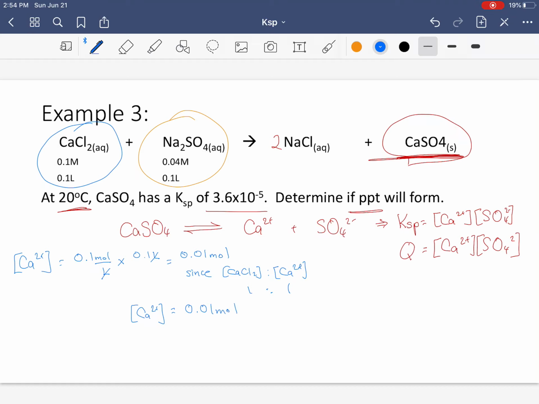Now, we're not done here, because what is the molarity of Ca2+? Because right now, we know for a fact that you're adding 100 milliliters of this to another 100 milliliters of this. So in total, in terms of volume, there's actually 0.2 liters.